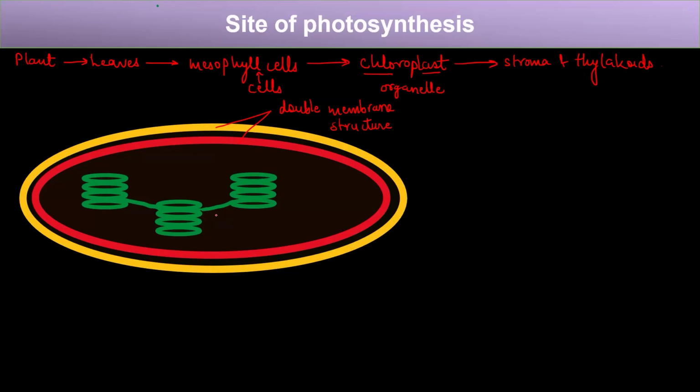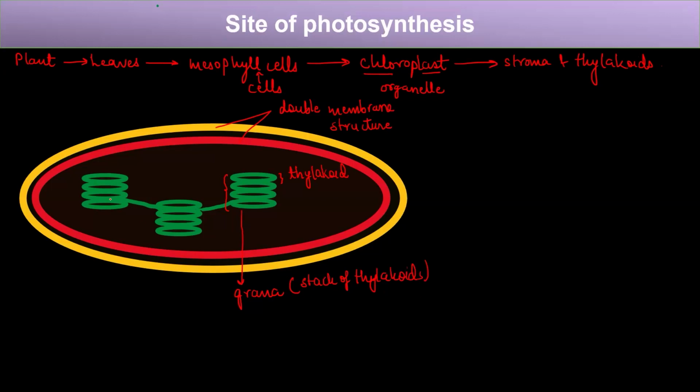Now, apart from this, the chloroplasts have a stack-like structure, among which a single unit of the stack is known as thylakoid. And the stack of thylakoids, this entire structure, is known as what? This is known as grana. So grana is a stack of thylakoids.